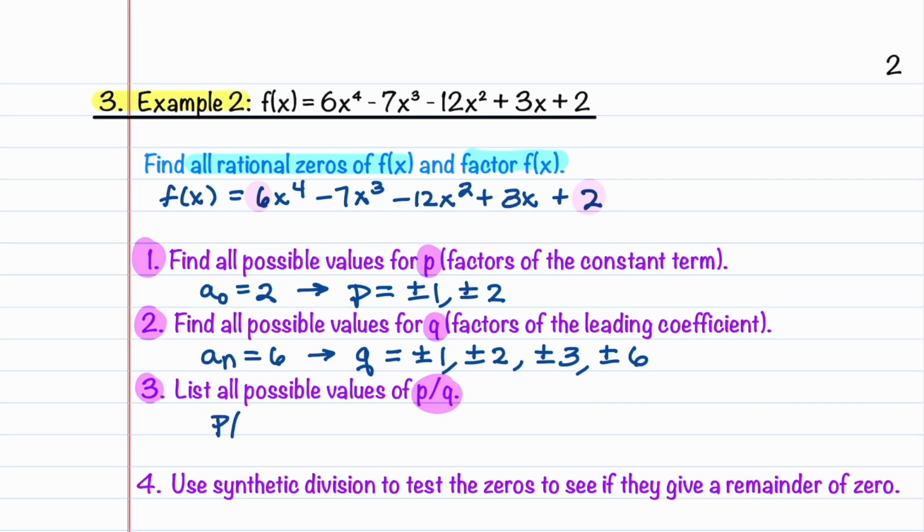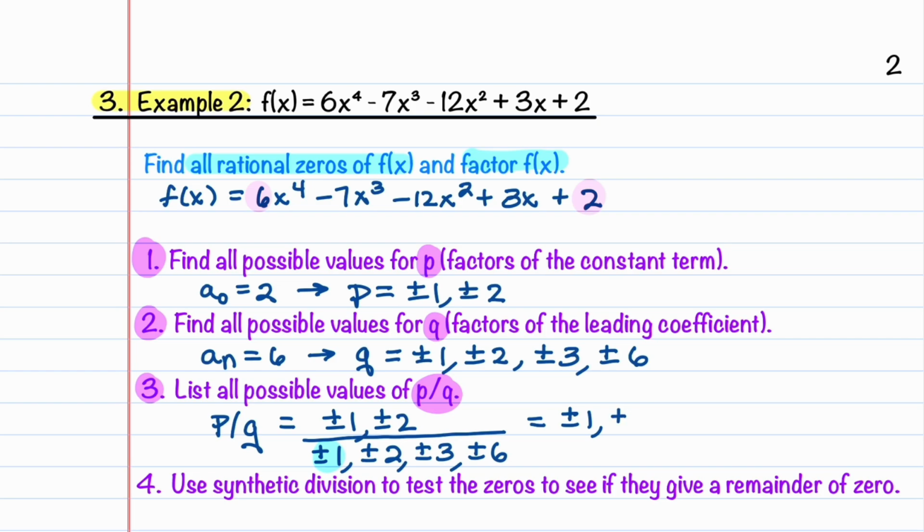We'll write down p divided by q is equal to, let's put down p first, plus or minus 1, plus or minus 2, and we're going to divide this by plus or minus 1, plus or minus 2, plus or minus 3, plus or minus 6. It looks like we're going to get a lot of factors. Let's start by dividing our terms on the top by plus or minus 1. So that gives us plus or minus 1, plus or minus 2. Now let's go ahead and divide them by plus or minus 2. So this is plus or minus 1/2, and then plus or minus 1, which we already have.